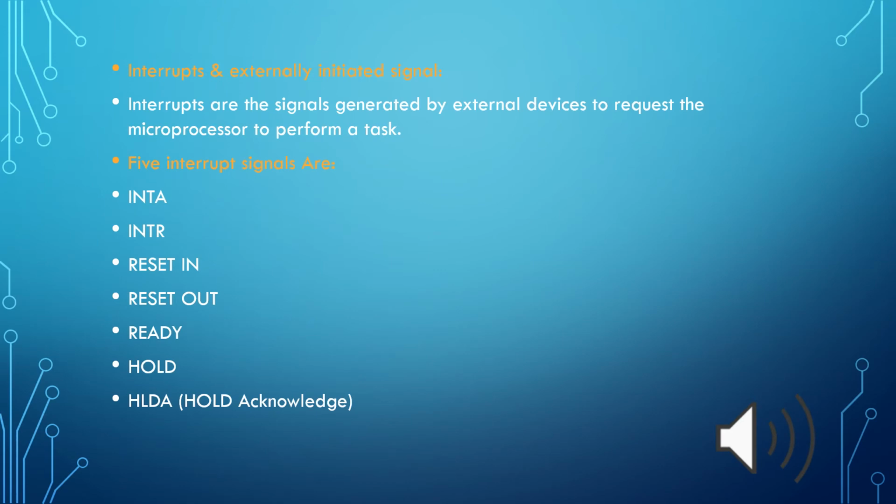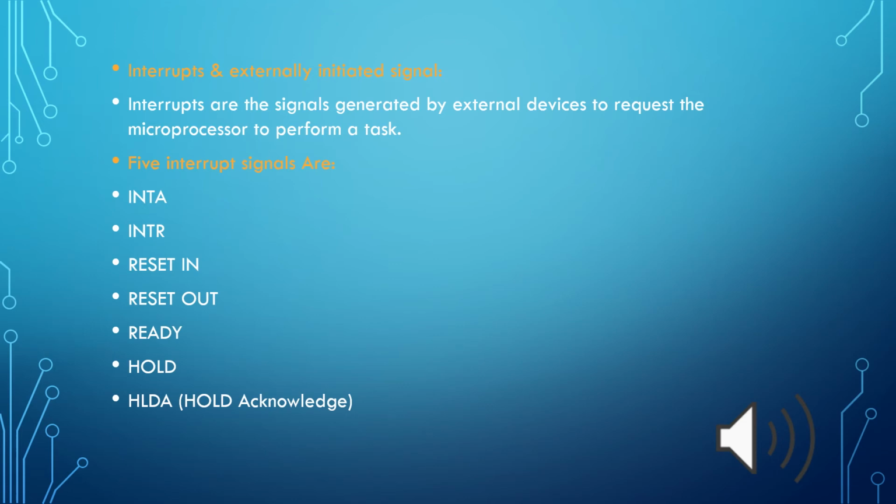Interrupts and externally initiated signals. Interrupts are the signals generated by the external devices to request the microprocessor to perform a task. There are 5 interrupt signals: TRAP, RST 7.5, RST 6.5, RST 5.5 and INTR. We will discuss interrupts in detail in the interrupt section. INTR. It is an interrupt request signal. INTR is the only non-vectorized interrupt in the 8085 microprocessor.